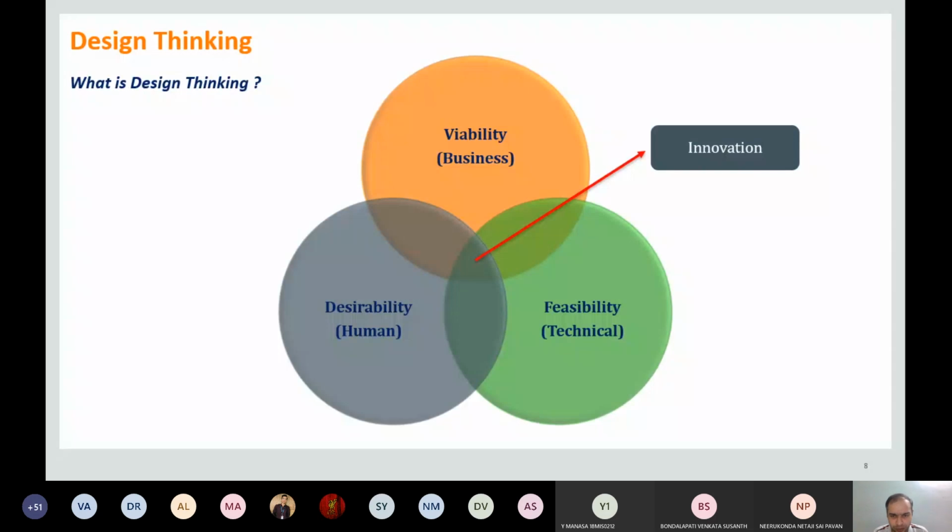I told the example of the mobile phone. Can you tell any innovative product like this? You can unmute yourself and speak out. I want this to be a bit of an interactive session. Any innovative product like this?